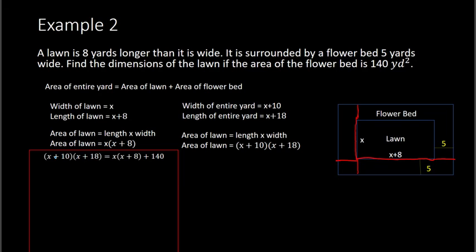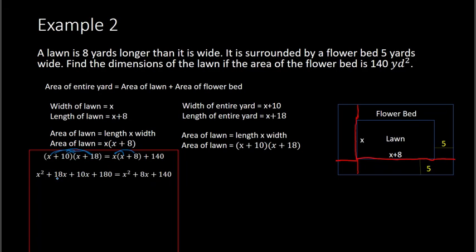To begin with, we distribute the x and the plus 10 to both x and 18 over here. So we have x times x and x times 18. That gives me x squared plus 18x. And then 10 times x plus 10 times 18 would give me 10x plus 180. And then over here, we distribute the x to get x times x, which is x squared, plus 8 times x, which is 8x, and then plus the 140.